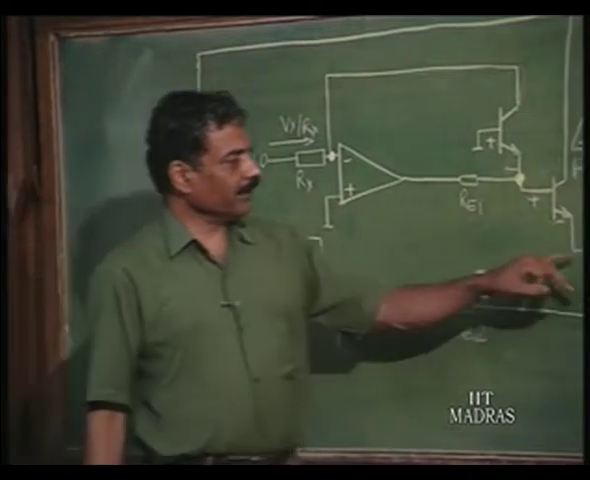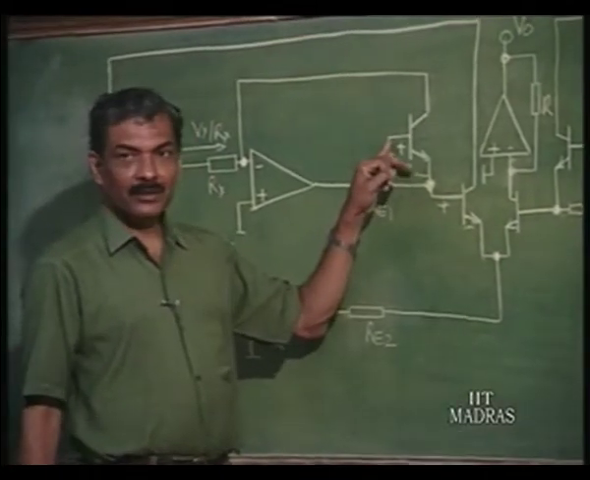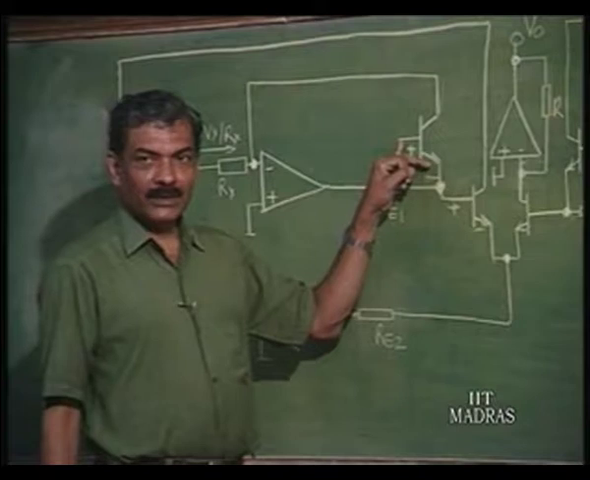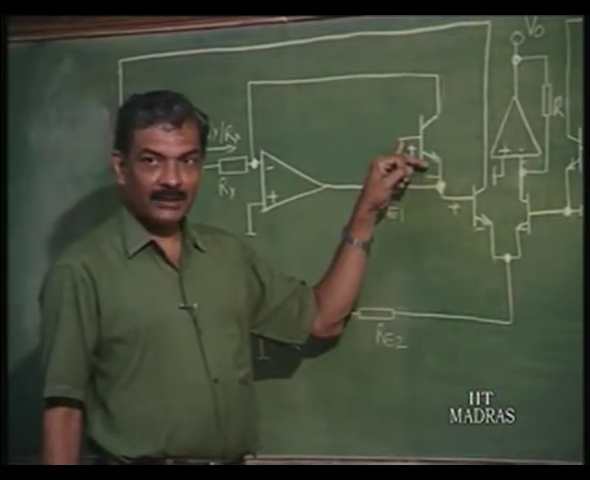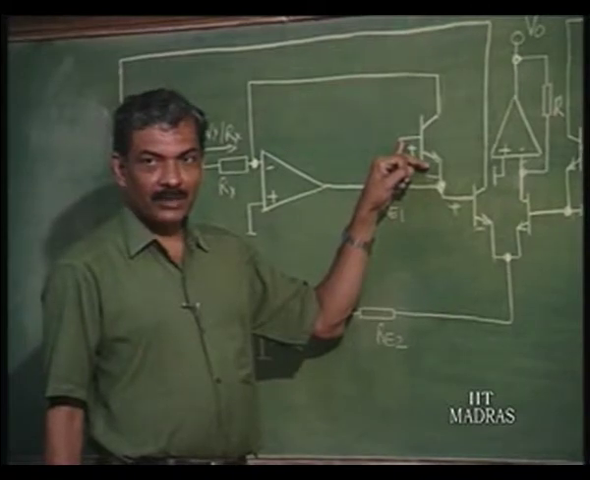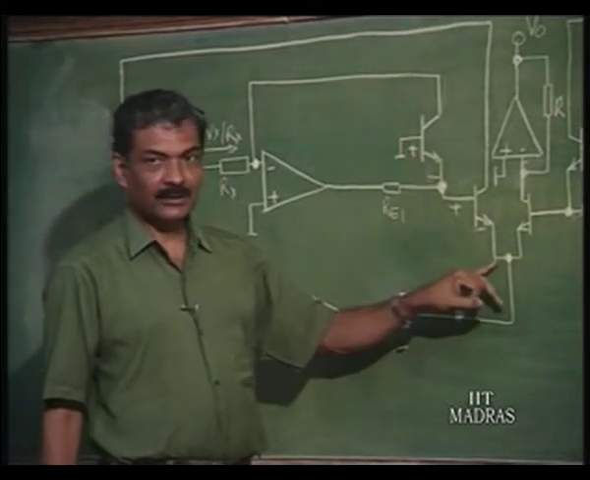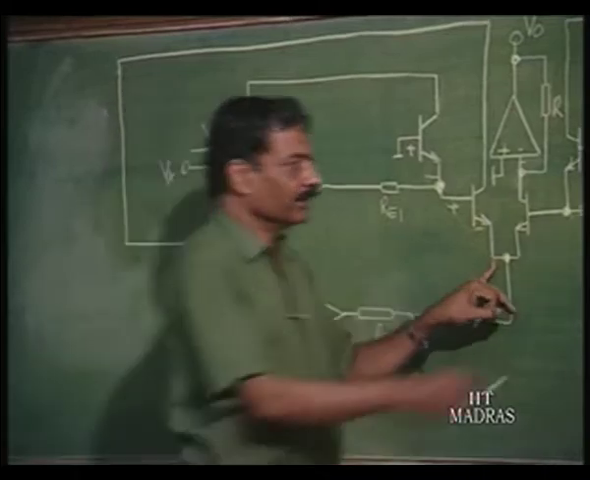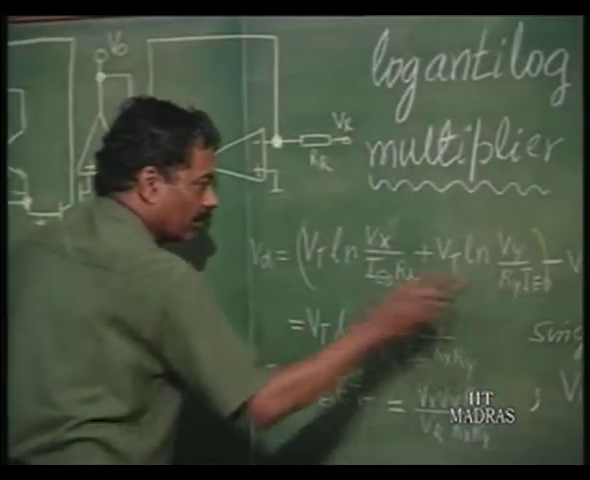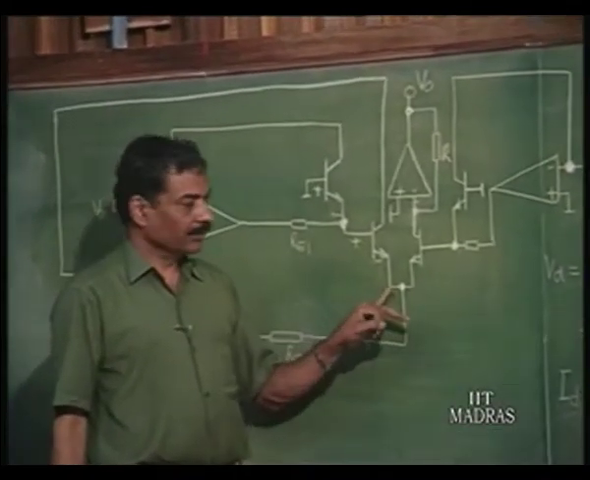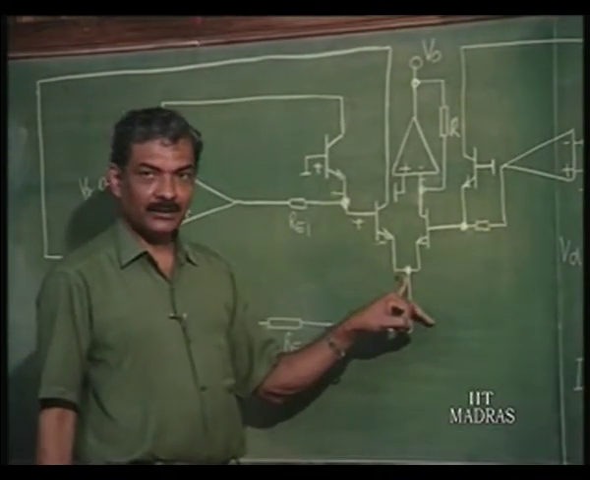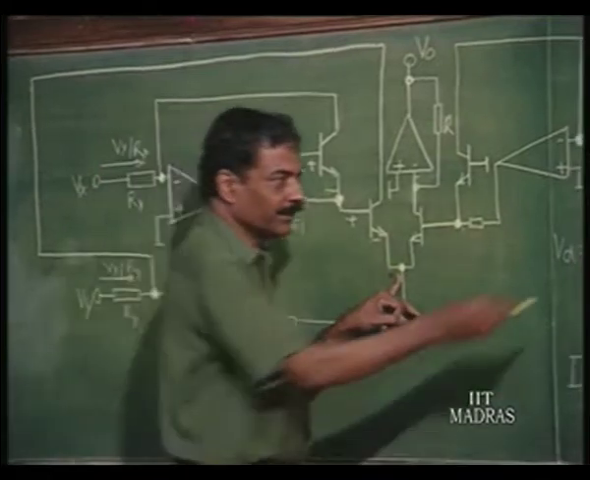Now, we have got here a voltage which is the summation of minus Vt log Vx by Rx IE0 and minus Vt log Vy by Ry IE0 here. This is what we got, of course only with a negative sign. So, this is a negative voltage. This is a negative voltage comprising the sum of these.